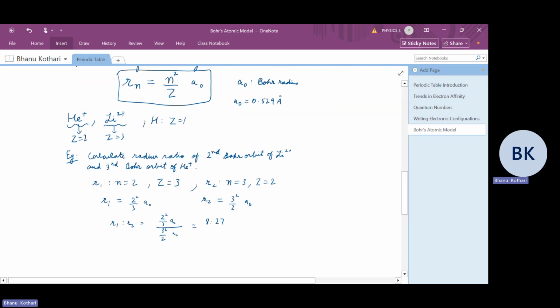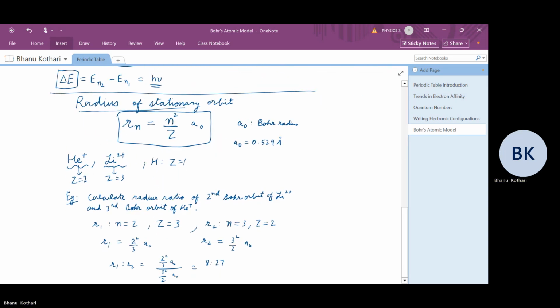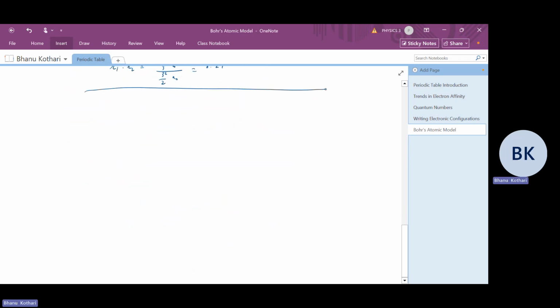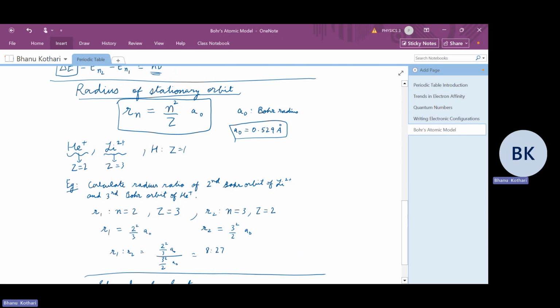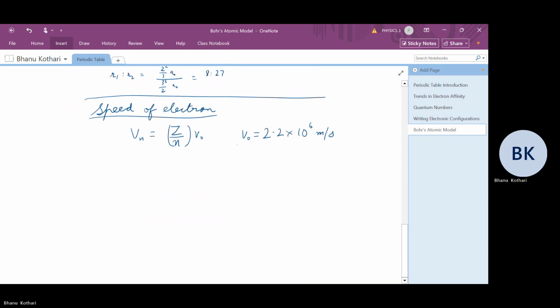Now, the next thing is the speed of the electron in the nth orbit. So speed in the nth orbit will be Z by n times v naught, okay, where the value of v naught is approximately 2.2 into 10 to the power 6 meters per second. We have to remember these constants. Okay, a naught, the Bohr radius, is 0.529 angstrom. Sometimes we may be asked to calculate this. v naught is 2.2 into 10 to the power 6 meters per second. Okay.